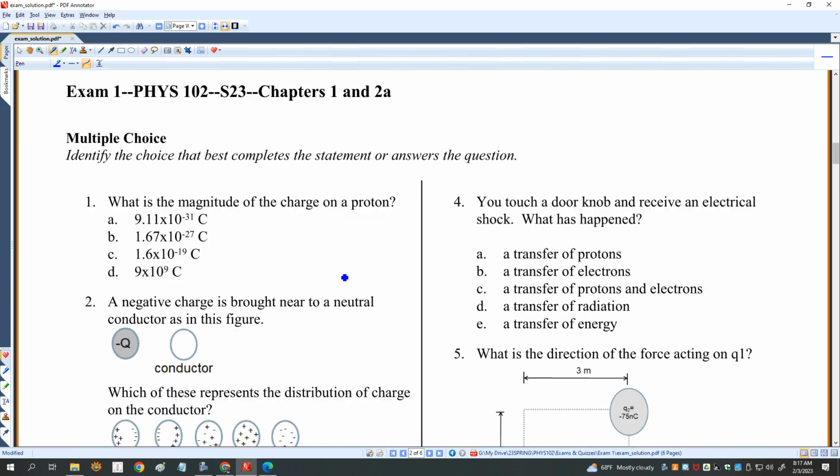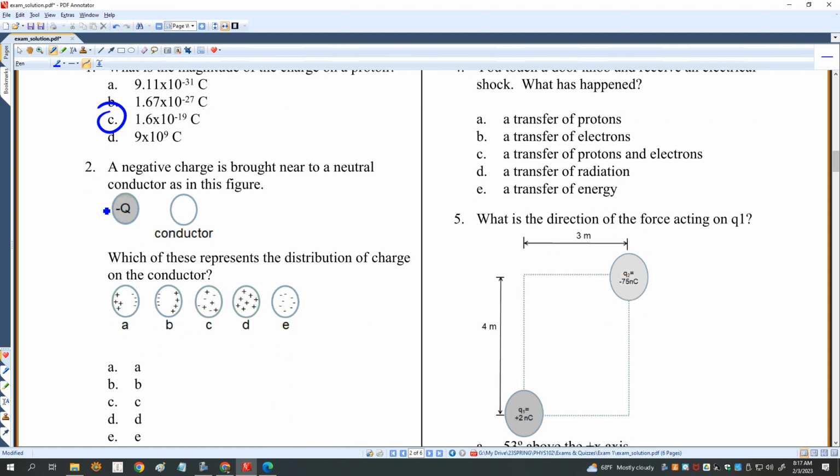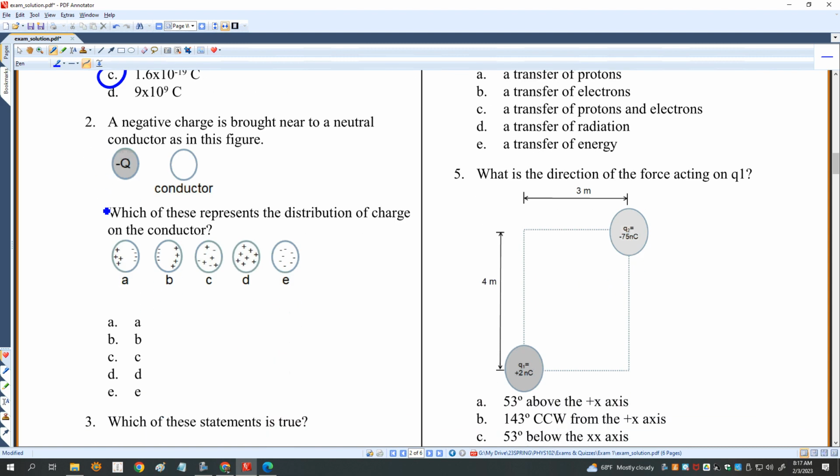Okay, let's look at multiple choice. What is the magnitude of charge on a proton? Let's say we just had that. It's the fundamental unit of charge. Negative charge is brought near to a neutral conductor. The conductor part is important. And when that happens, it's going to send the electrons over here, and that leaves an excess of positive charges over here. So A is the right answer.